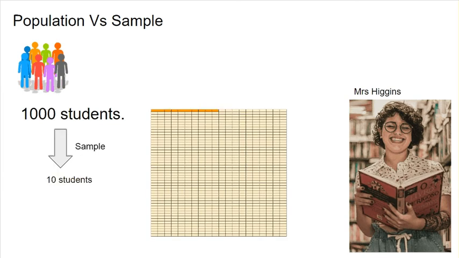She could just ask 10. Well, it would be far too few to ask just 10. It wouldn't represent everyone in the school. What about 500? Well, this is no better than trying to ask all 1,000 students, but it would be easier.